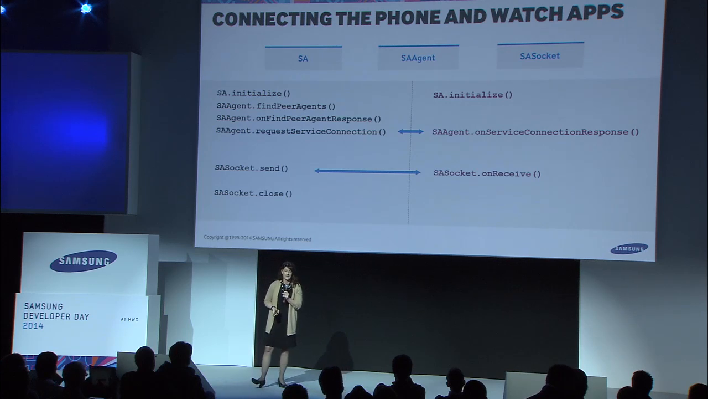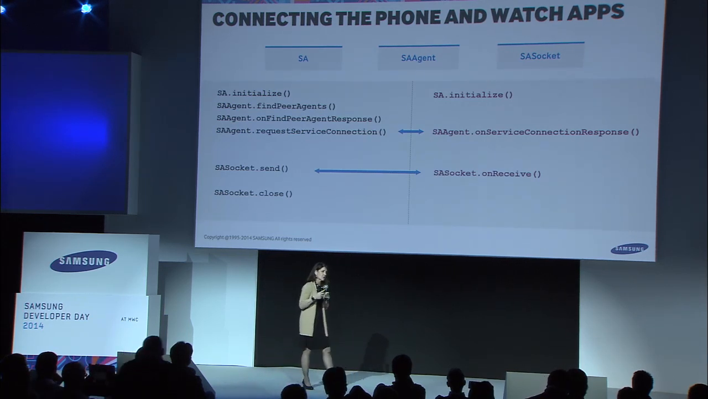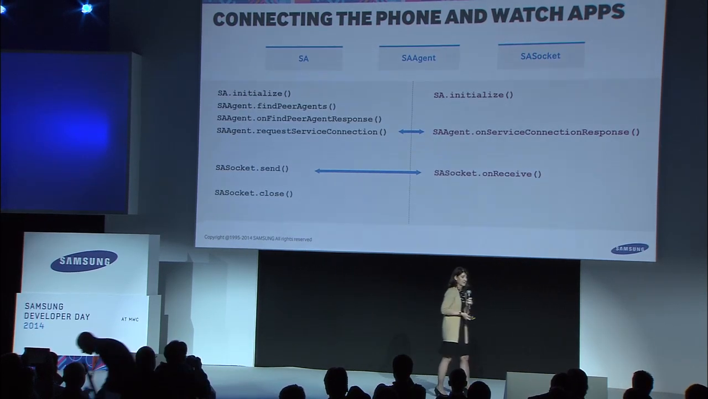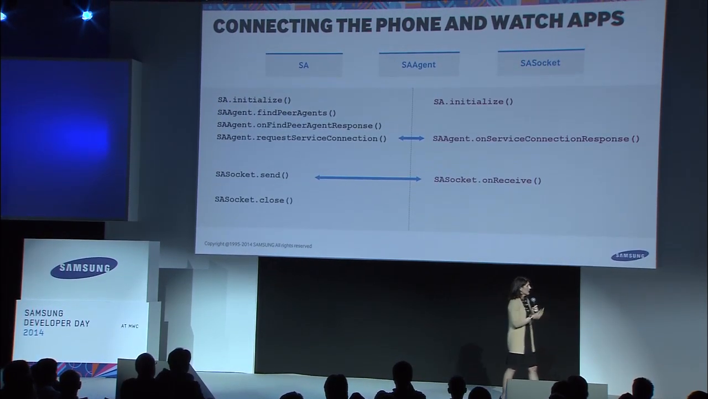Then you can start sending data. There are different signatures for the send command. You can just send regular data. You can also send encrypted data. The other thing you have to note is close your socket connection. It's a Bluetooth socket, so close the connection before you exit your app.